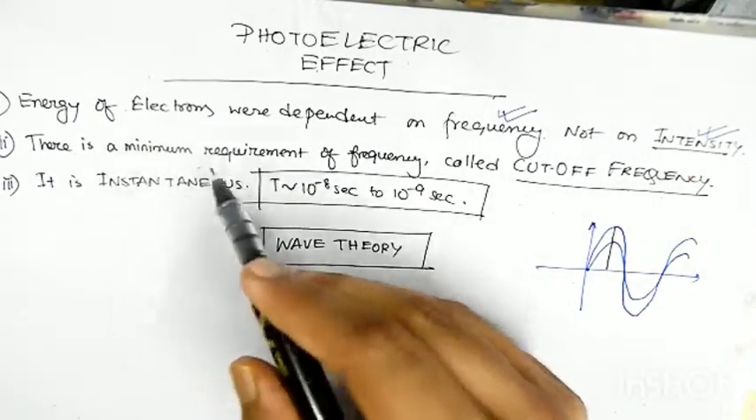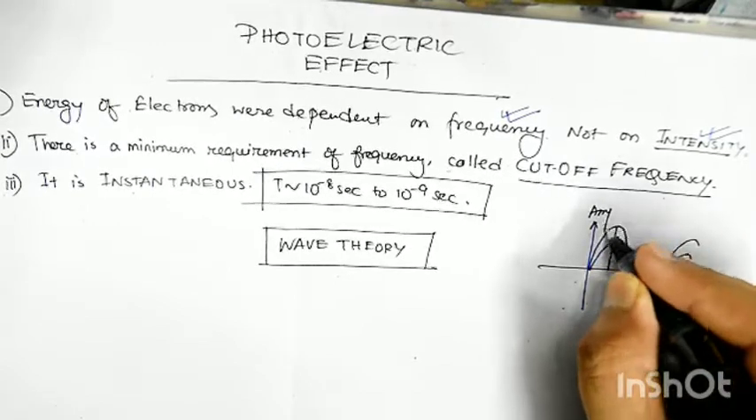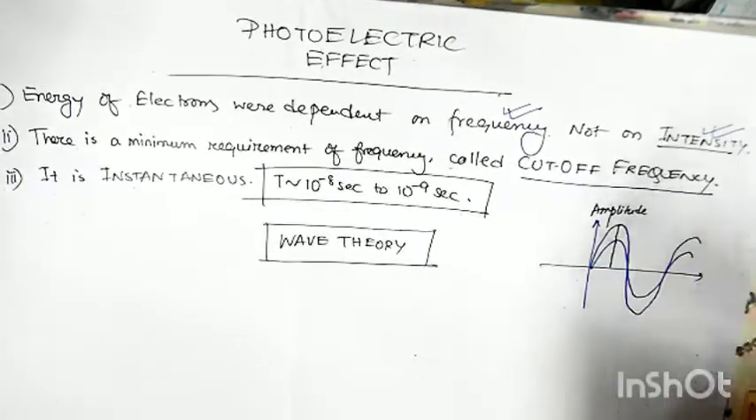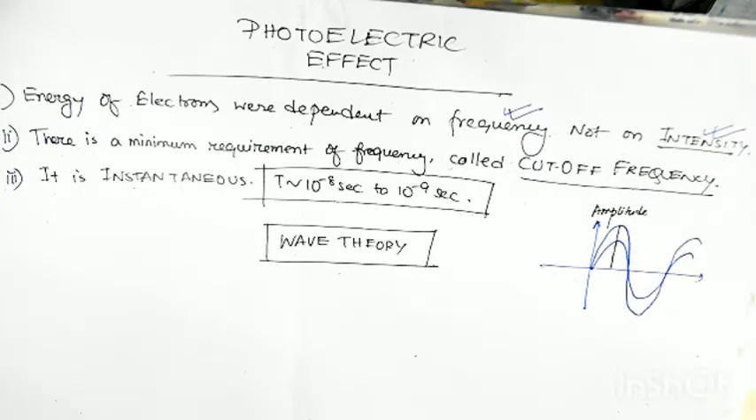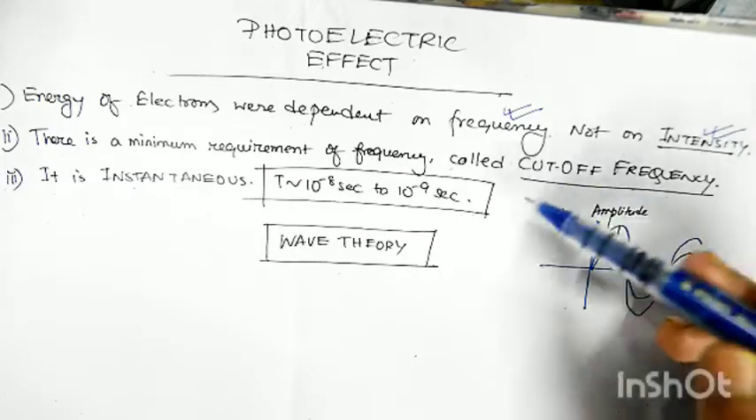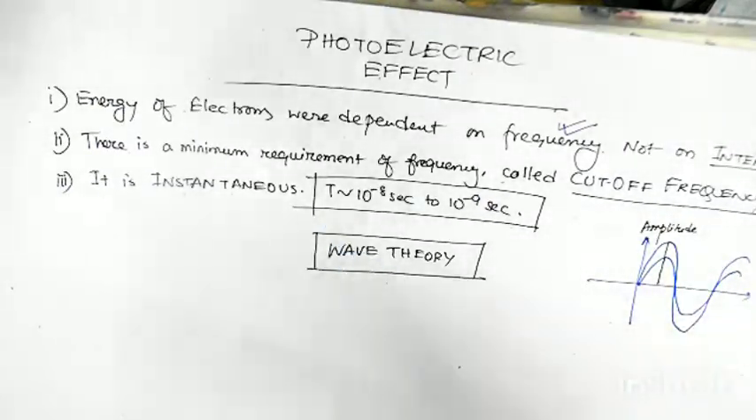Secondly, minimum requirement of frequency means below that frequency if I give high energy waves, high amplitude waves, no radiations are occurring. Why? That means the energy is not depending on amplitude or intensity. Intensity is amplitude square, I hope you remember, and energy depends on frequency. And thirdly, and very importantly, instantaneous.